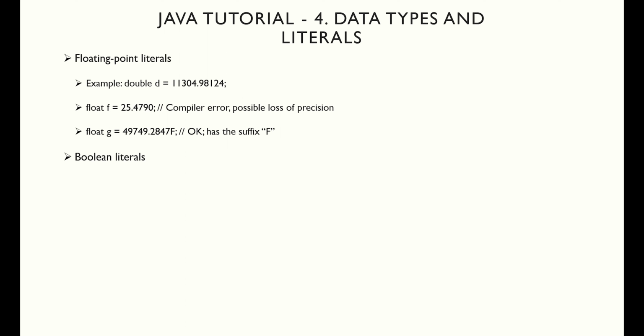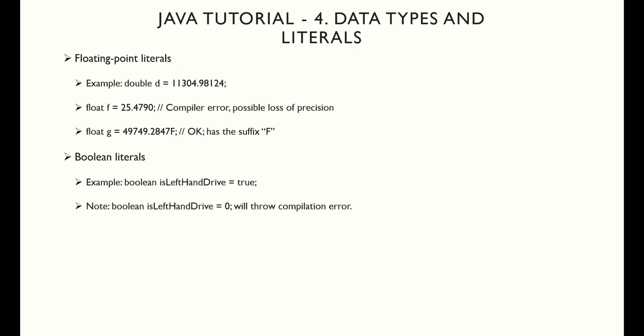Boolean literals. Boolean literals are the source code representation for Boolean values. A Boolean value can only be defined as true or false. Example. Note: Boolean assigned to 0 will throw a compilation error.